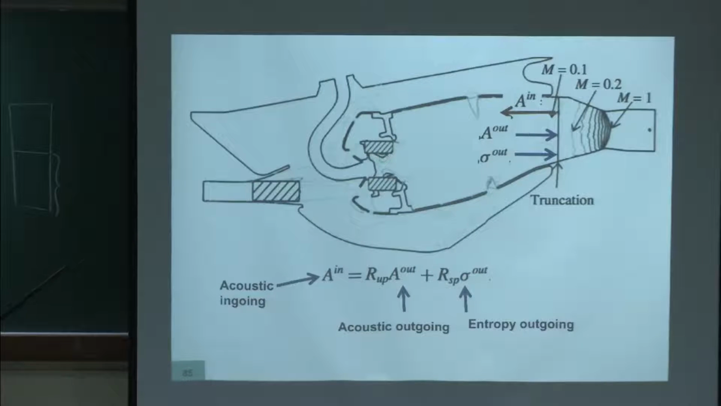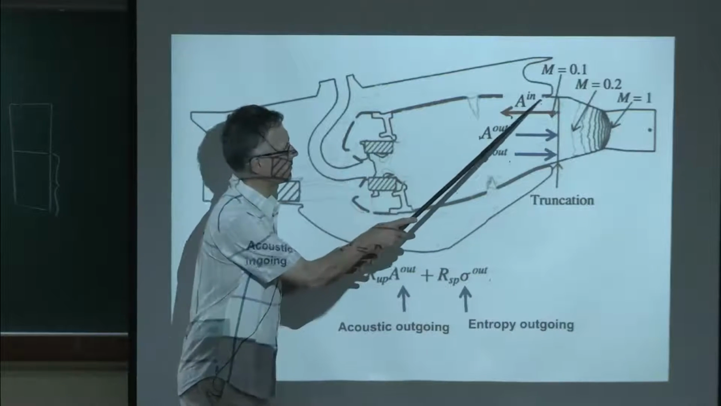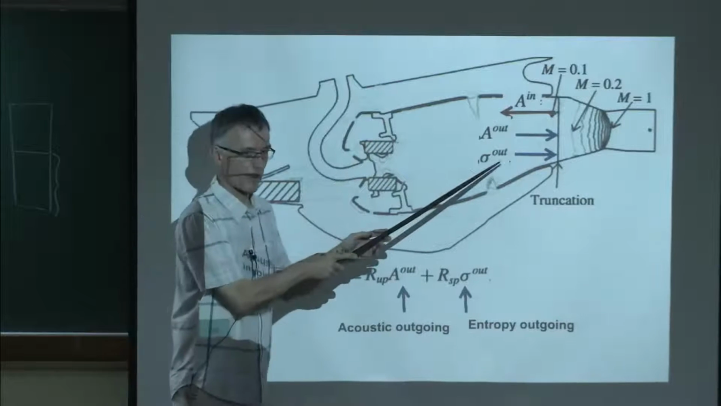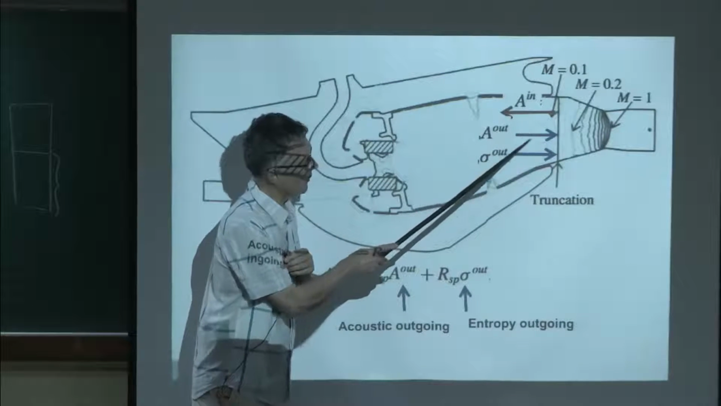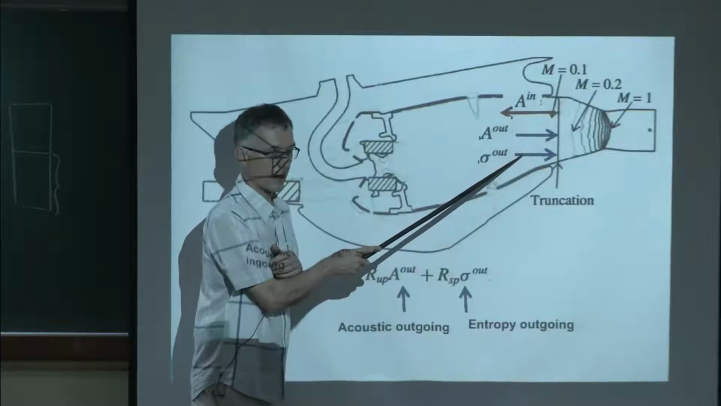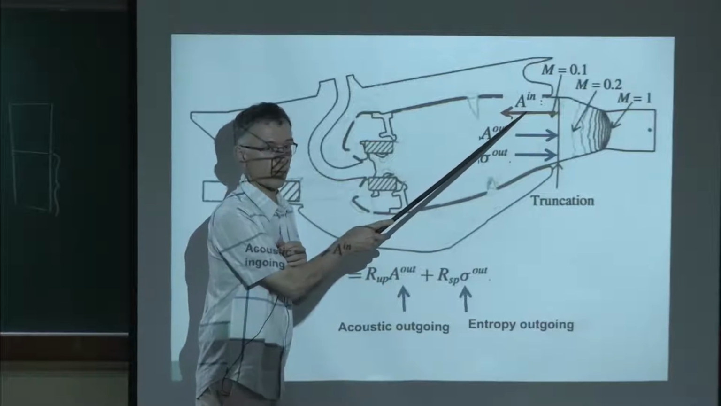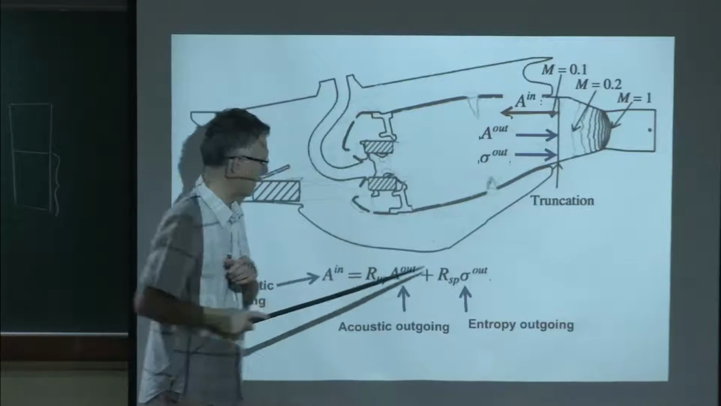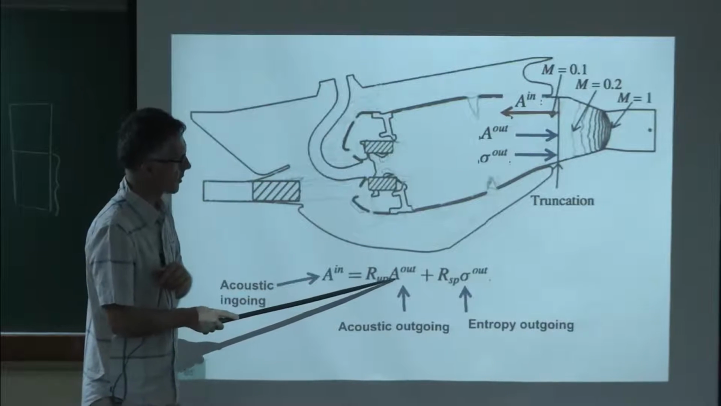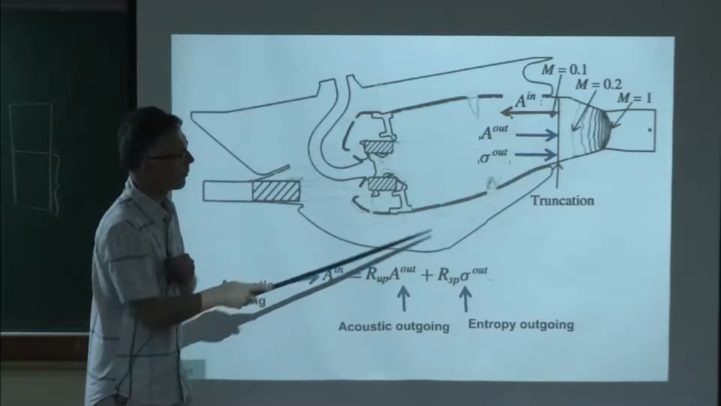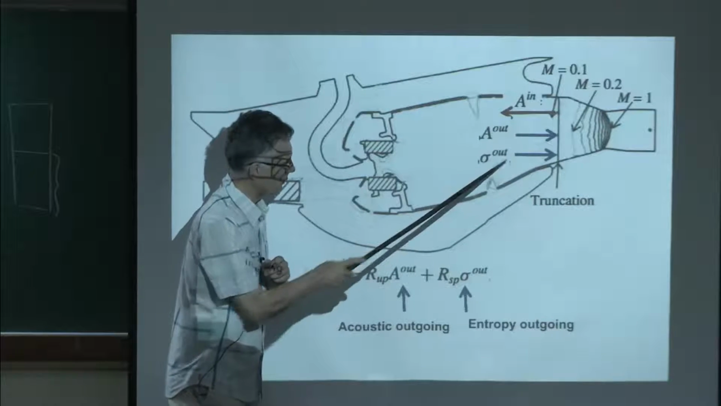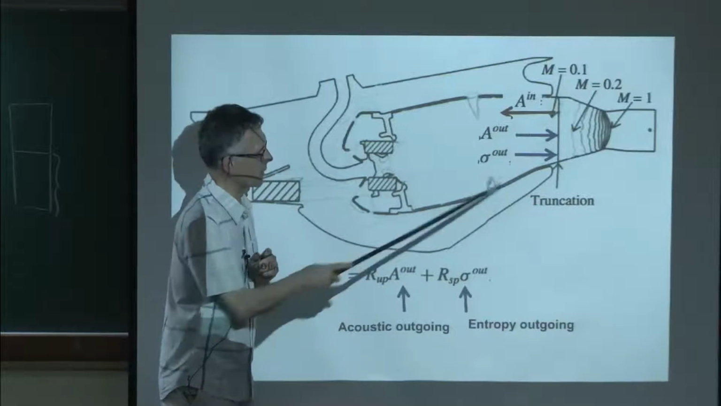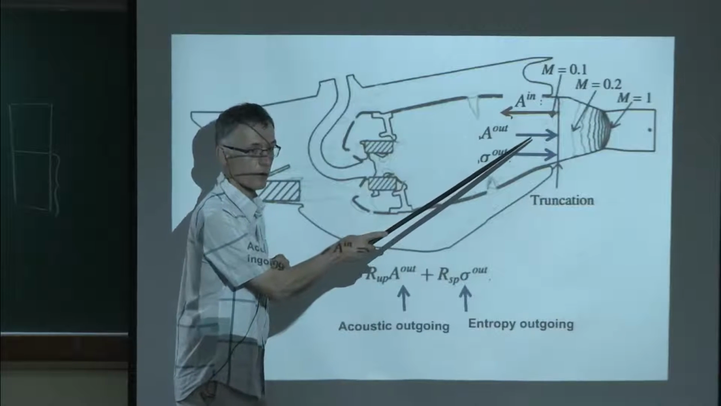To do that, you're going to have to couple the model here. Here's the place where you will write the acoustic model. Here's the wave coming out, the acoustic wave coming out, the entropy wave coming out, the acoustic wave coming in. This acoustic wave coming in is the reflection of this one. So it's A in equal reflection of the nozzle multiplied by A out, plus the reflection coefficient of the entropy wave into acoustics. So it's a superposition of the two waves.